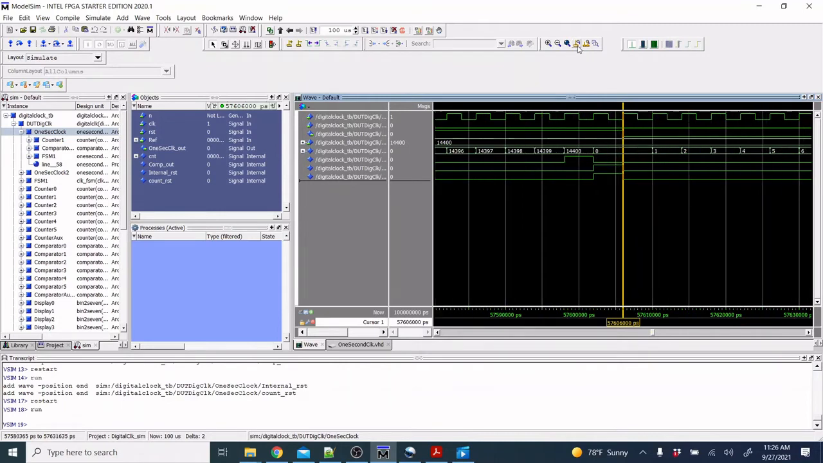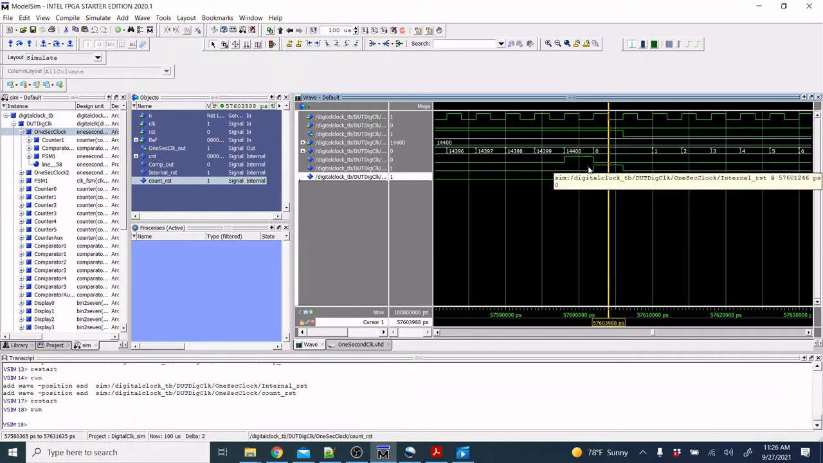If you see this, the internal reset, the reset that we're giving to the counter is also following the reset that comes from the FSM. So we can see it here.